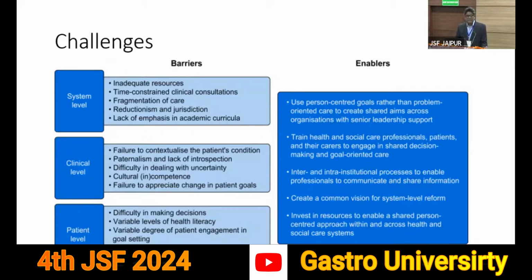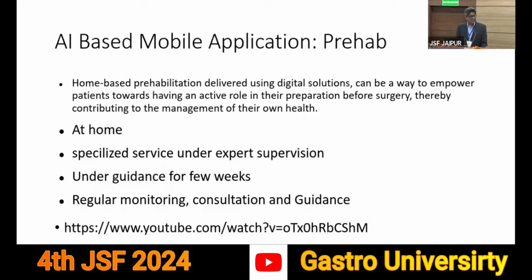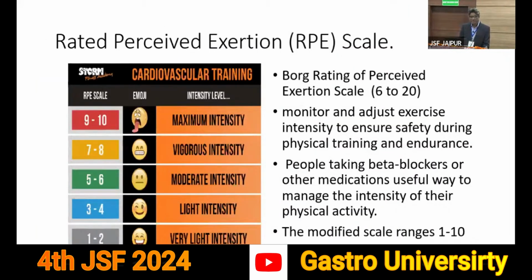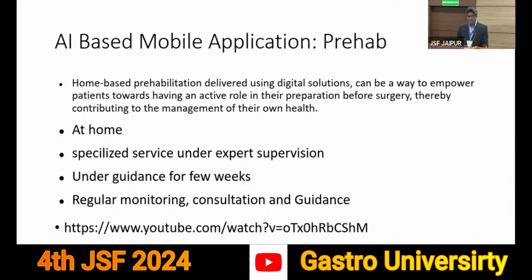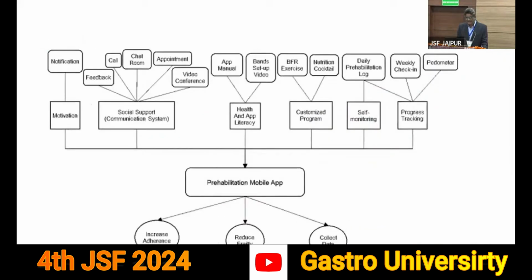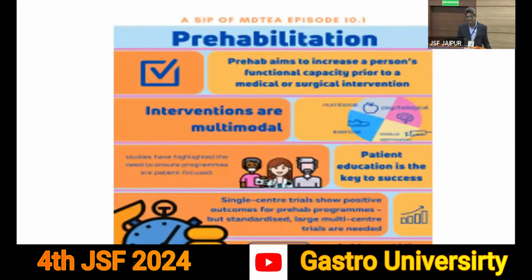There are certain challenges for this pre-op program. We are already overworked and overburdened, so this is time-consuming and requires a lot more resources. Another thing is that we now have AI-based mobile applications for rehab. It's a new thing to come. At home, the patient can contact everyone, join a community, and take guidance for a few weeks without coming to the hospital, in a vigilant and supervised manner. This is the prototype of how this works, and thank you very much.